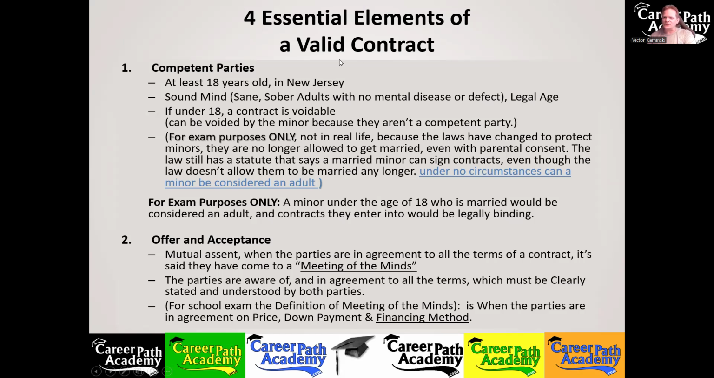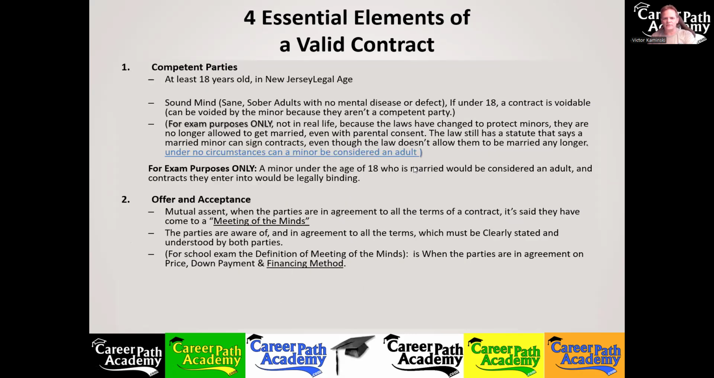So let's go over the 4 essential elements of a valid contract once again. You have to have competent parties. So you have to be at least 18 years of age. You got to be at least 18 years old in New Jersey to be considered a competent party. So you got to be legal age. Okay. That's what legal age is. Let me grab that from this bullet point and the legal age, and I'll put that right here. You got to be of legal age.